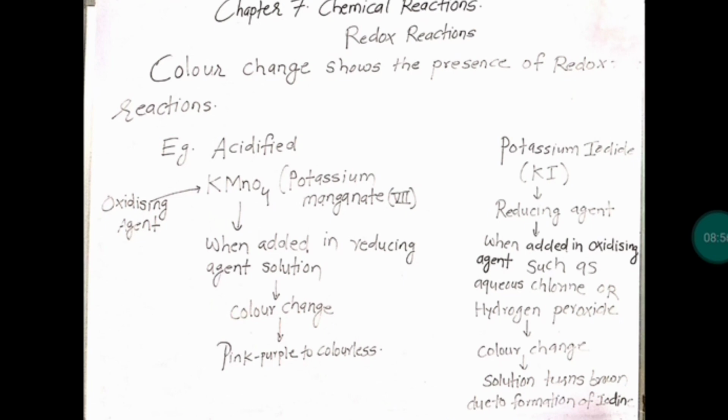Another example is potassium iodide, which acts as a reducing agent, and when it is added to an oxidizing agent such as aqueous chlorine or hydrogen peroxide, again there is a color change. The solution turns brown due to formation of iodine. So with the help of color change we can also see that a particular reaction is a redox reaction, where oxidation and reduction take place simultaneously.